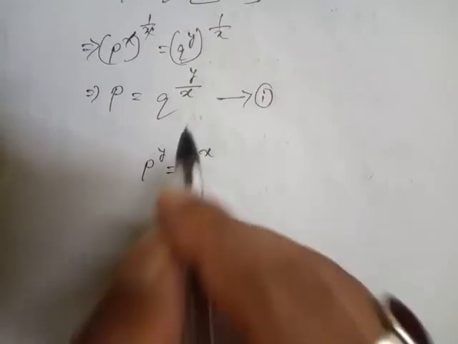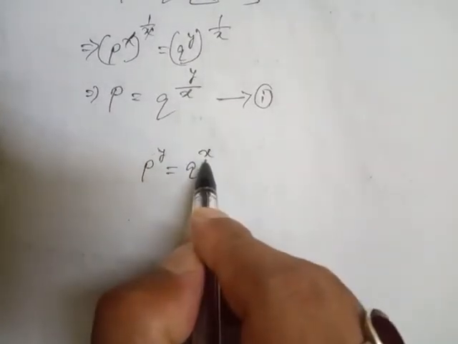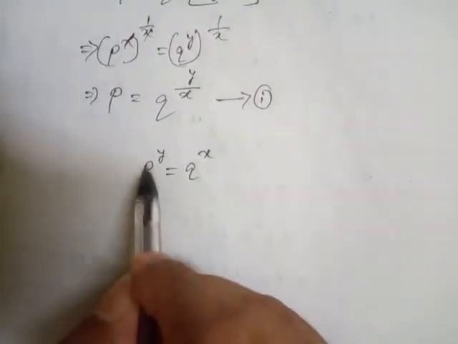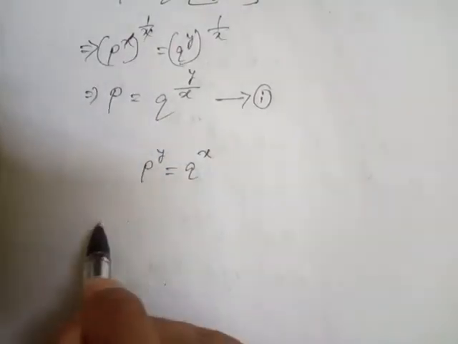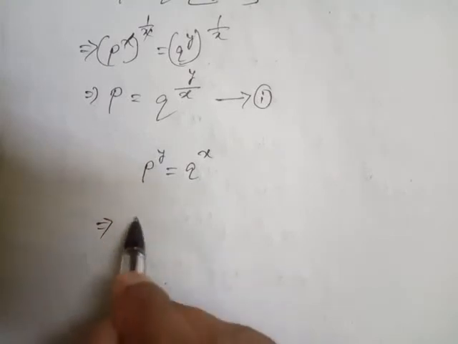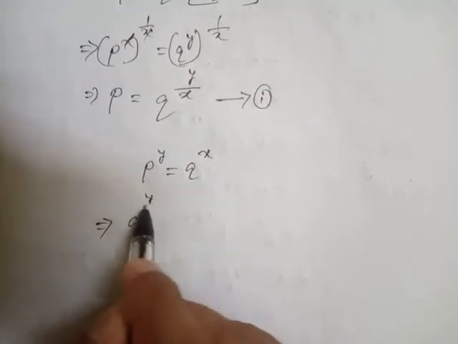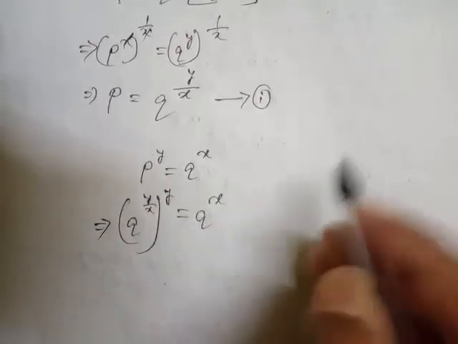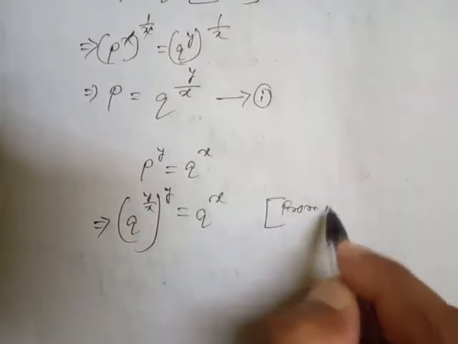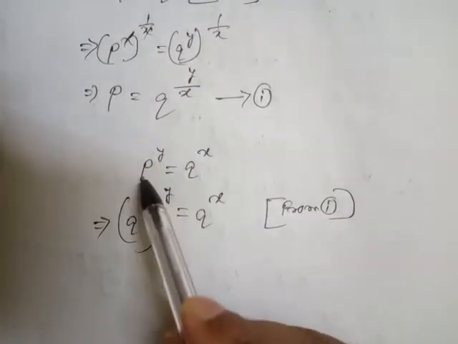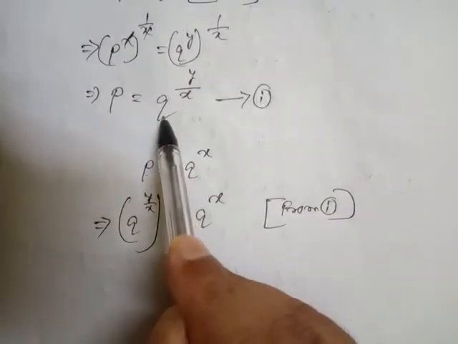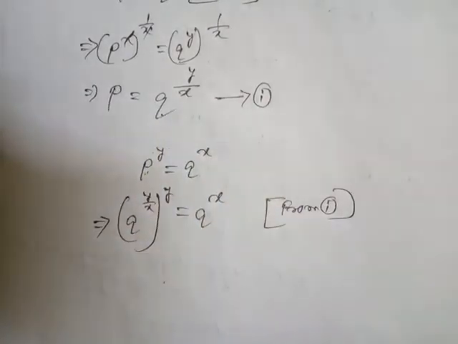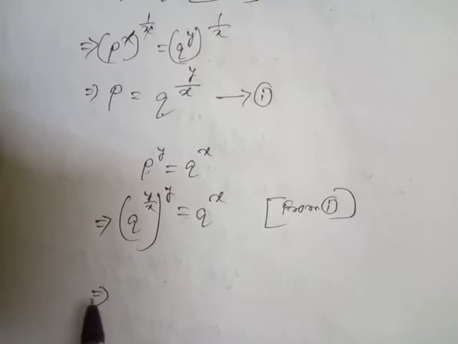Now here also there is x. So if I put the value of p here, it will be easier. So in place of p I will put the value, q to the power y by x whole to the power y equals q to the power x. From 1 I am writing here now, from 1. I repeat again, in place of p, the value of p is q to the power y by x. So here in place of p I have just used the value from 1. Now after that go for the multiplication.